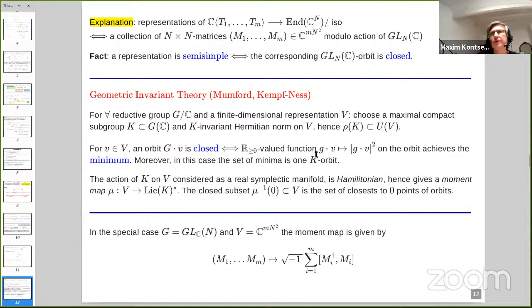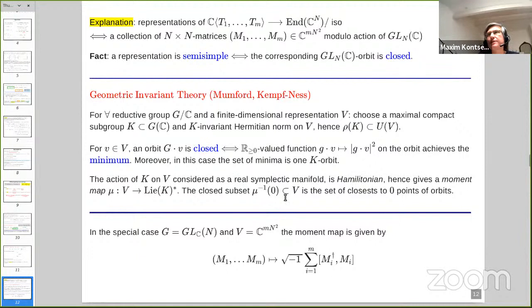This is related to symplectic geometry because when we have a Hermitian form on a complex vector space, we get a symplectic structure, so we get just a flat symplectic vector space. The action of the maximal compact group will be Hamiltonian, given by quadratic Hamiltonians, and so we get a moment map from the vector space to the Lie algebra. And when we consider the set of closed points on orbits, among all possible orbits, which happen to be closed, then I get exactly a preimage of 0, which will be a closed subset, but not a complex one.